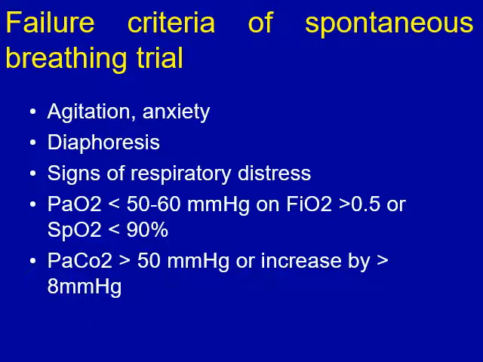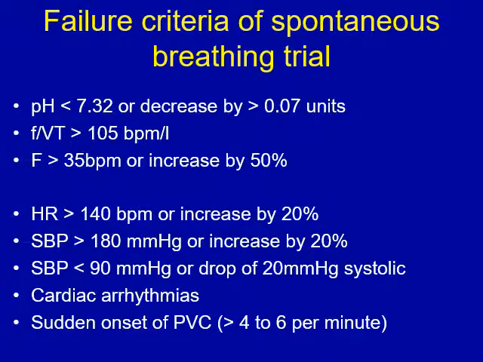with FiO2 more than 0.5, and PCO2 is 50 millimeter of mercury or more, or it increases by more than 8 millimeter of mercury, and pH becomes less than 7.32 or pH drops by more than 0.07 units, and your rapid shallow breathing index, that is respiratory rate to tidal volume, is more than 105, and respiratory rate is more than 35 breaths per minute, or it increases by more than 50%.